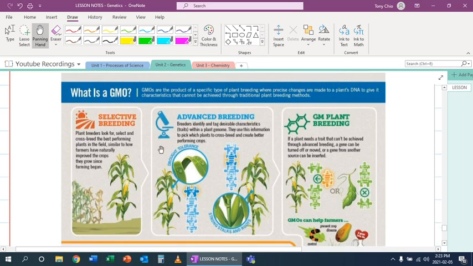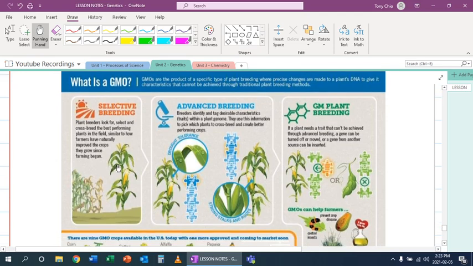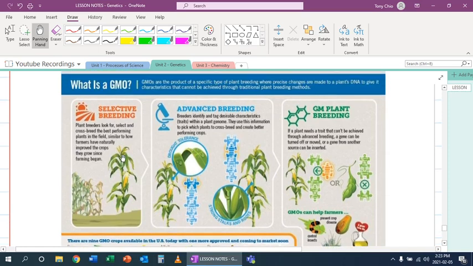So we have three types that have progressed to where we are now. We initially started with what we call selective breeding, which is where plant breeders looked for the best performing plant in the field and then saved those seeds to grow the following season.